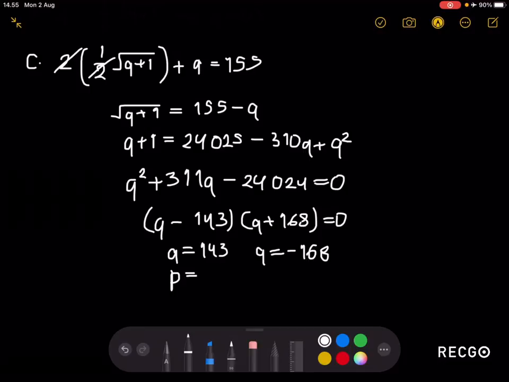So our solution will be q equals 143, and then if we substitute this value into our equation for p, this will leave us our value of p being 6. So these are the solutions, which ends this video.